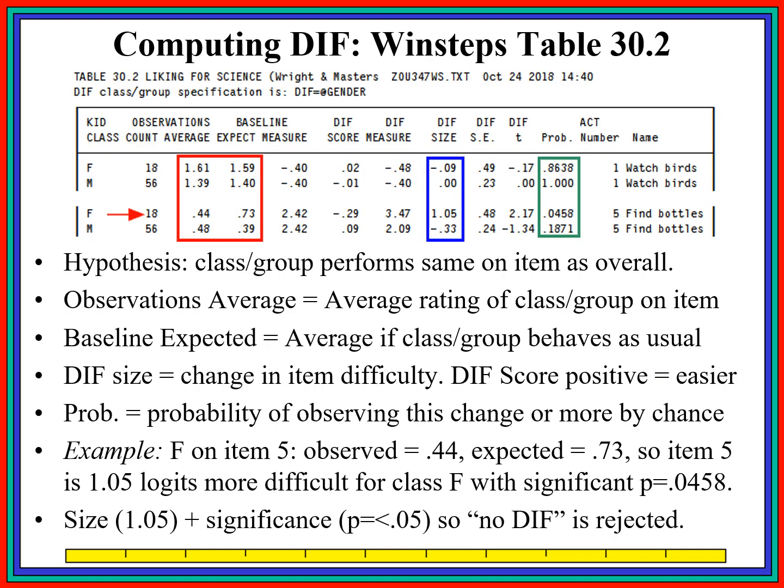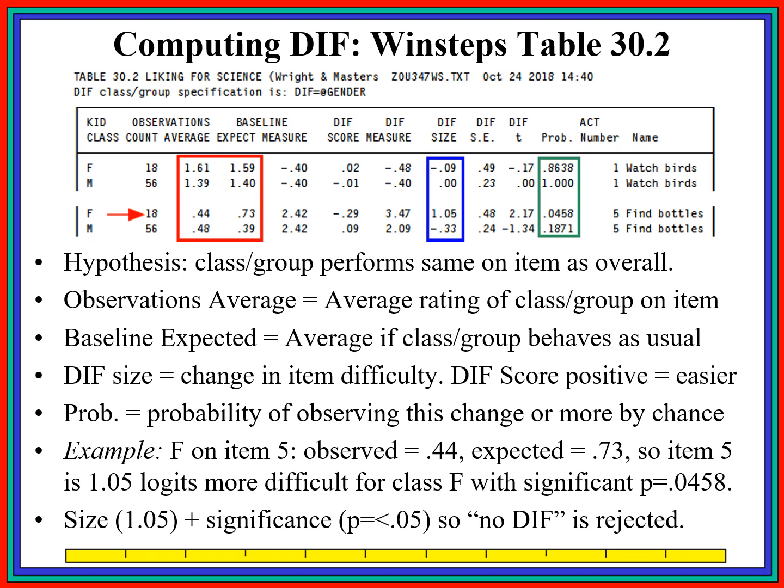Now we jump to table 30, and we're just going to look ahead to table 30.2. Now we're at the item level, and this table reports the performance of the boys and the girls on each item in a specific way. It says, what was the average rating? The ratings in this particular case are 0, 1, 2. What's the average of the boys and what's the average of the girls on the watch birds item?